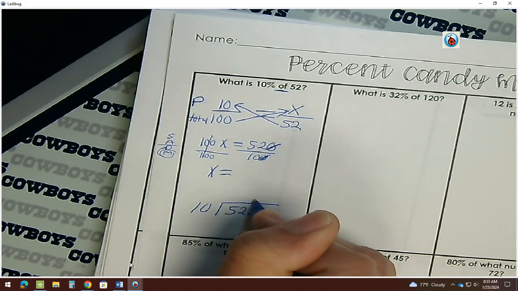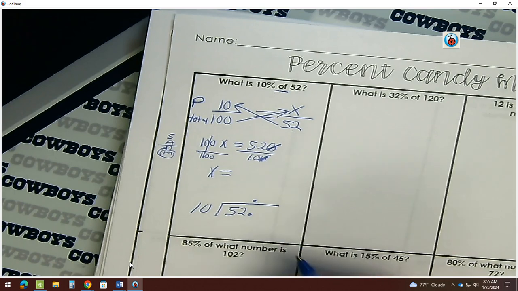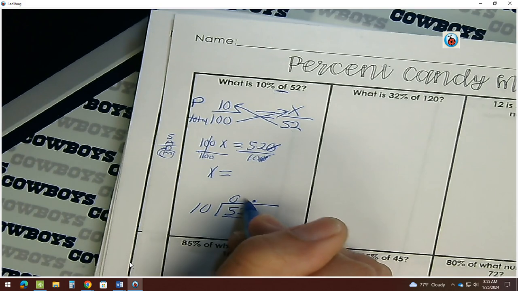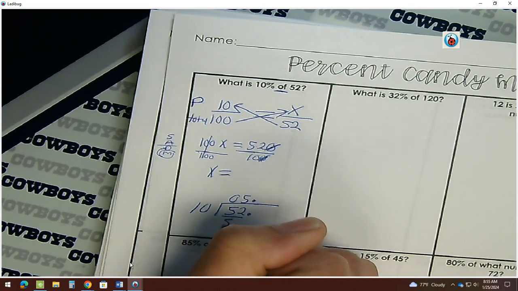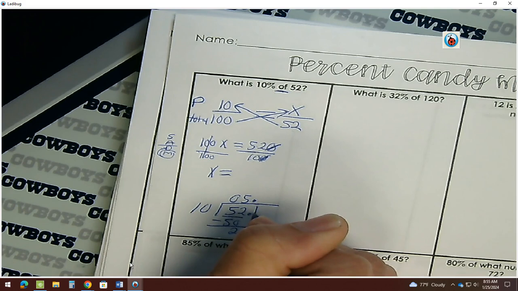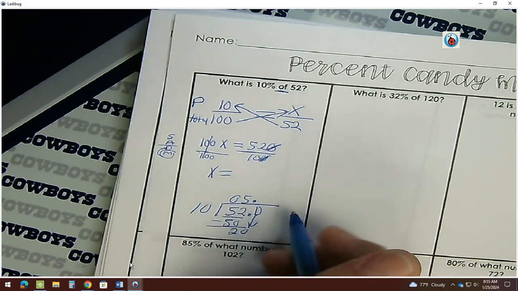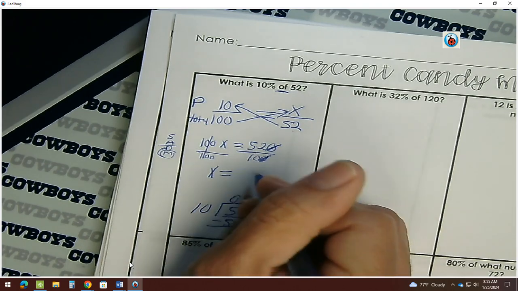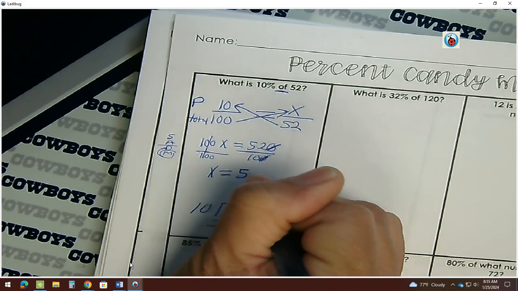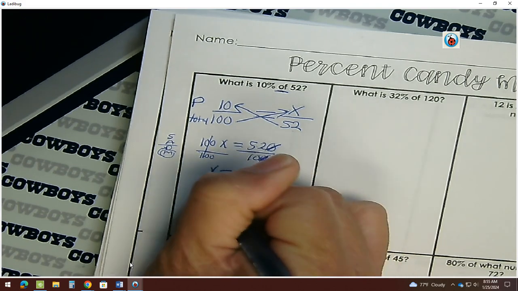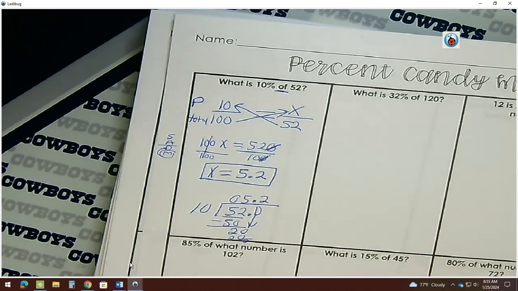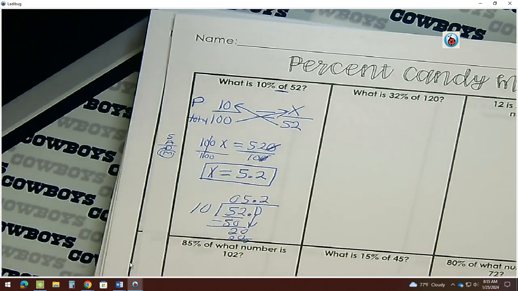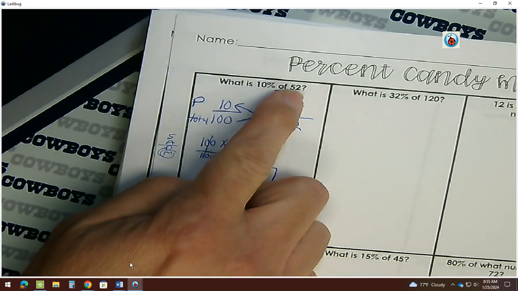Put your decimal at the end. Some of you are messing up with that. And then you start. 5, is that enough? 52, is that enough? Yes. Times what? 5. Bring down the 0. You add a 0, bring it down. 20, is that enough? Yes. Times what? 2. So x equals 5.2. Questions? So what's 10% of 52? 5.2. That's what they're trying to say. What is 10% of 52? 5.2.